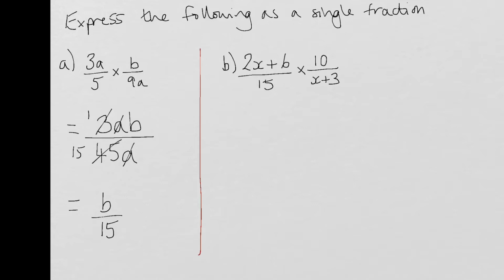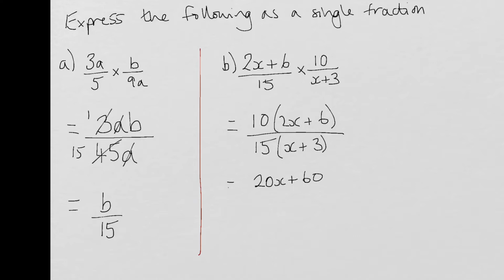Looking at the second question, exactly the same process. So multiply your numerators. Here I'm going to get 2x plus 6 times 10. Now remember that is kind of like having a bracket, and you must make sure that you multiply everything in the bracket by the 10. Similarly, in the denominator, it's 15 times x plus 3. So we will get 20x plus 60 over 15. I'm going to leave the denominator as it is at the moment because it's factorised.